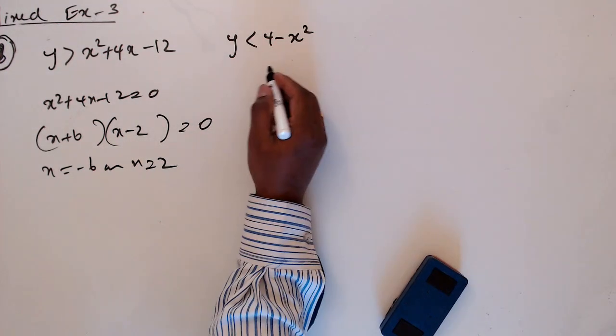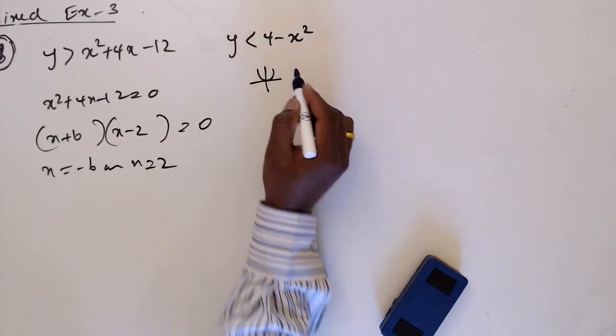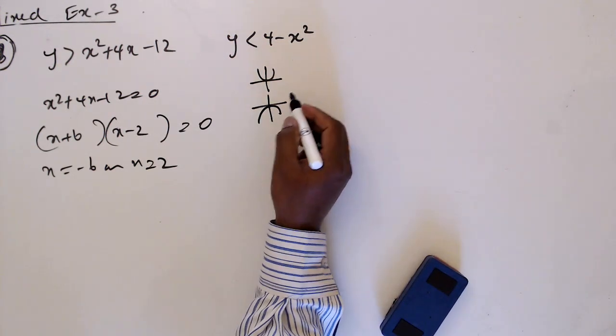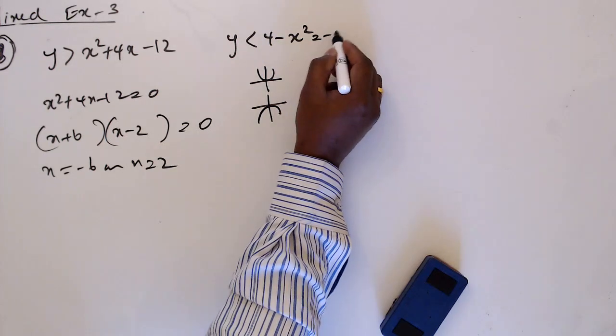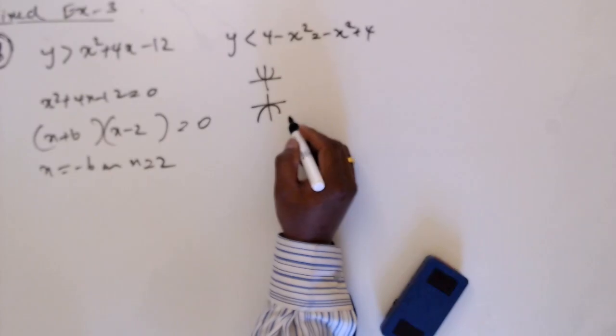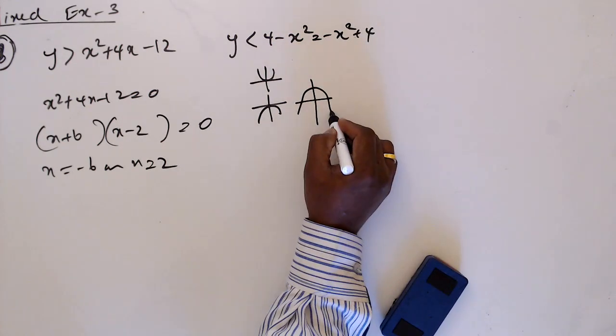This is easy to draw actually. We know y equals x square like this, then we know y equals minus x square like this, and we have to, so this is y equals minus x square plus 4. You have to push up by 4. I mean like this.